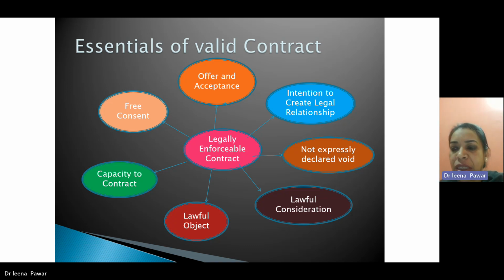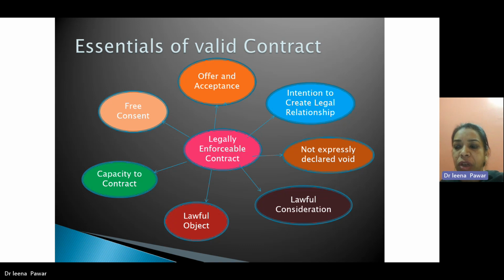Here, what is the lawful consideration? The object is lawful because the person wants to sell the house, which is not for a fraudulent purpose. So the consideration should be lawful. What is the lawful consideration? The lawful consideration for the seller, the person who sells his house, is 50 lakh rupees. And the lawful consideration for the buyer is the house. So both parties should do something in return, and that should be lawful consideration. A contract without consideration is void.